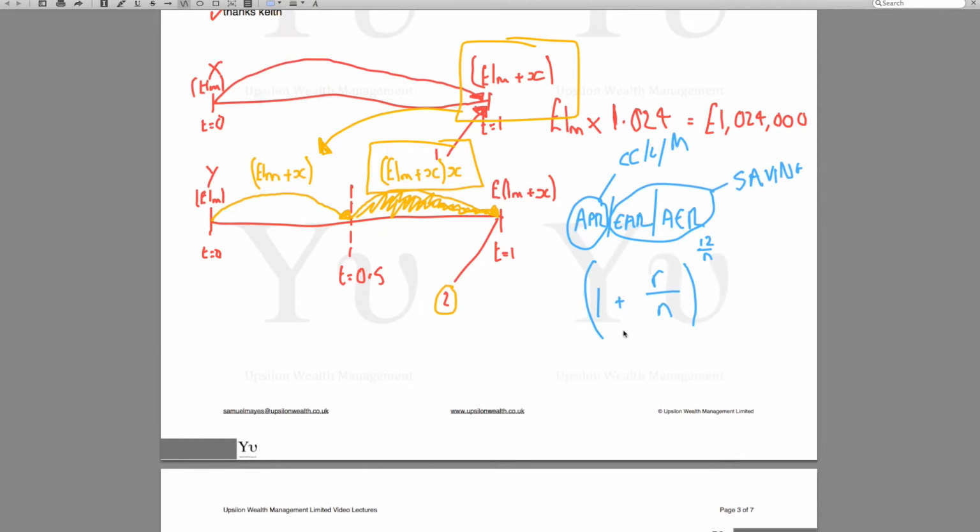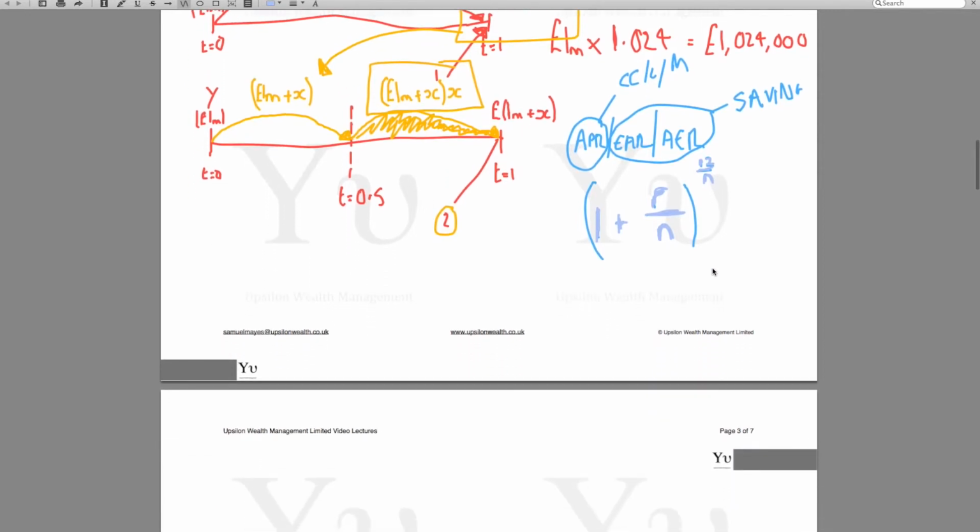It is 1 plus the interest rate, the advertised interest rate, divided by the number of periods that we're compounding in each year, raised to the power of 12, divided by how many periods are in that year, n. Okay, so let's have a look at how we can get to the correct answer. So we need to plug in the figures.